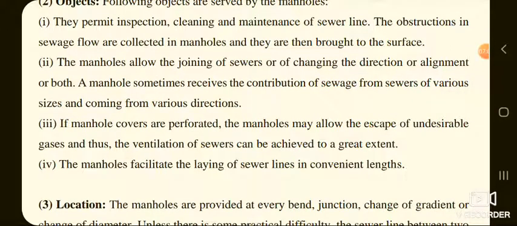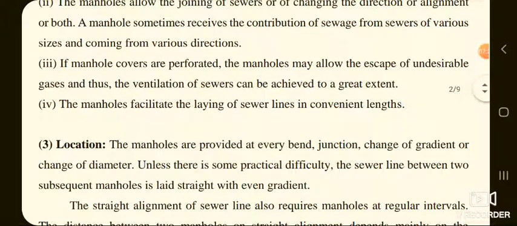Second objective of manhole is that the manholes allow the joining of sewer or of changing the direction or alignment or both. A manhole sometimes receives the contribution of sewage from sewers of various sizes and coming from various directions.